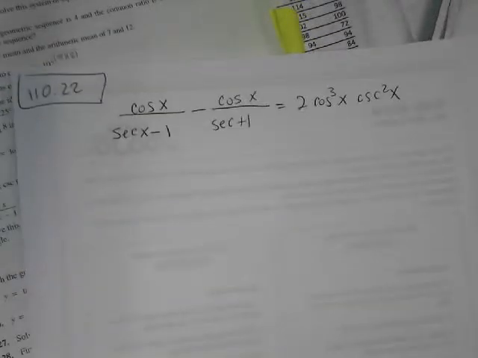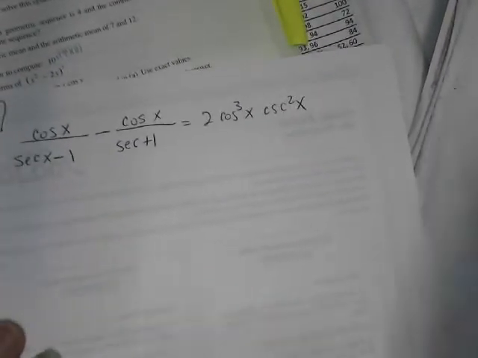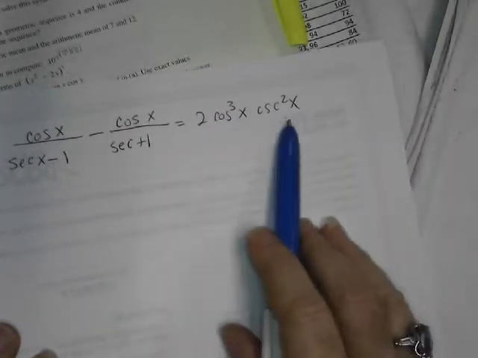This is 110, number 22. It's one of those show problems, so I like to show that the left-hand side is equal to the right-hand side. I'm going to look at the right-hand side a little bit and see if I notice anything. I noticed that cosecant squared x, there's a couple things that I could do with cosecant squared x.